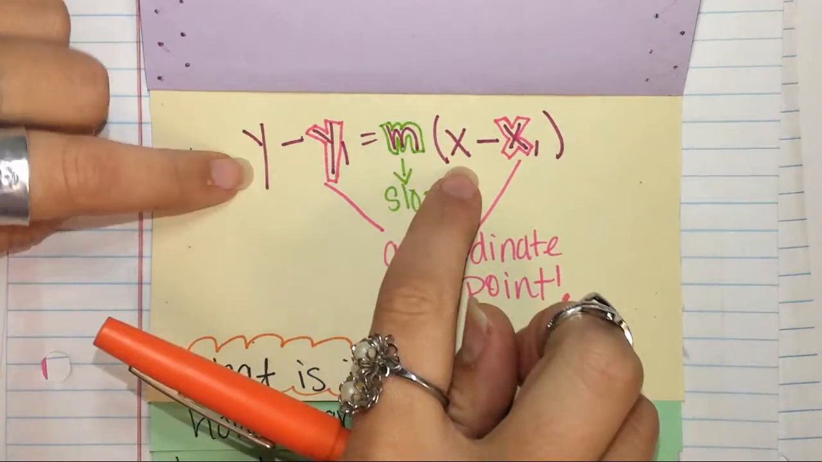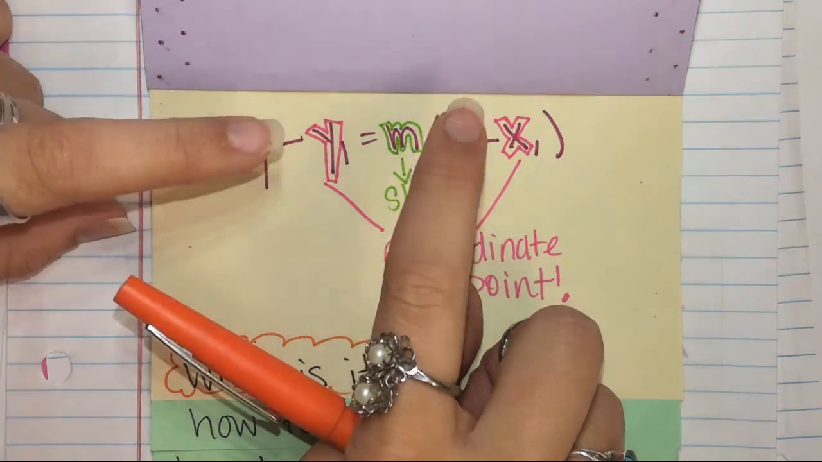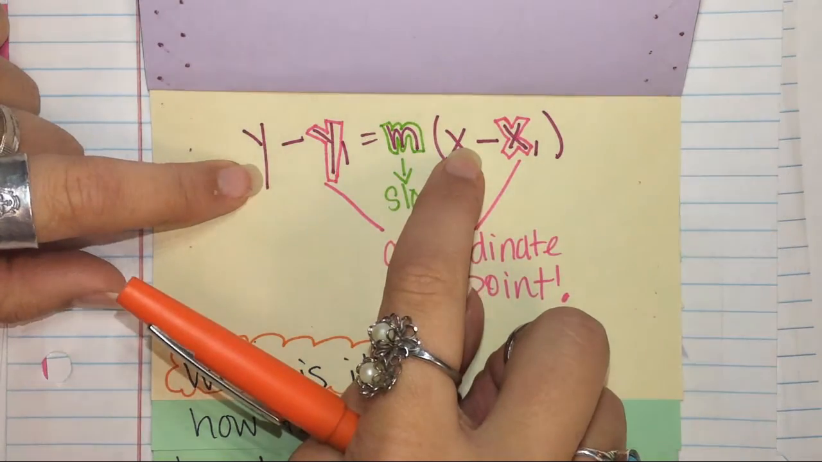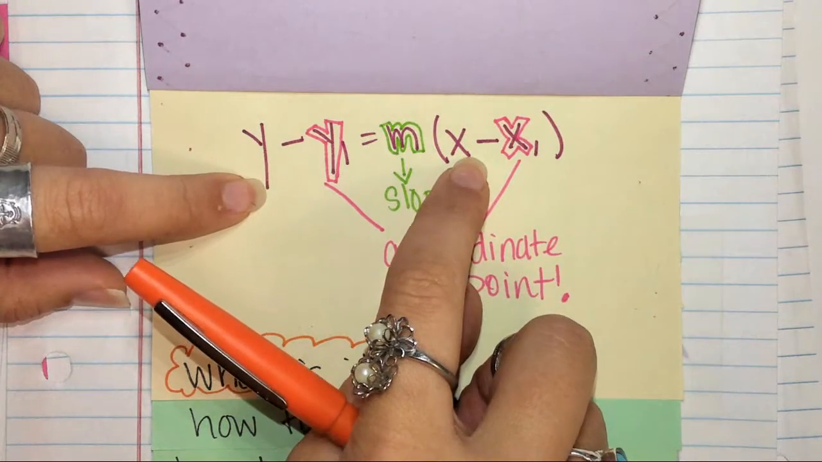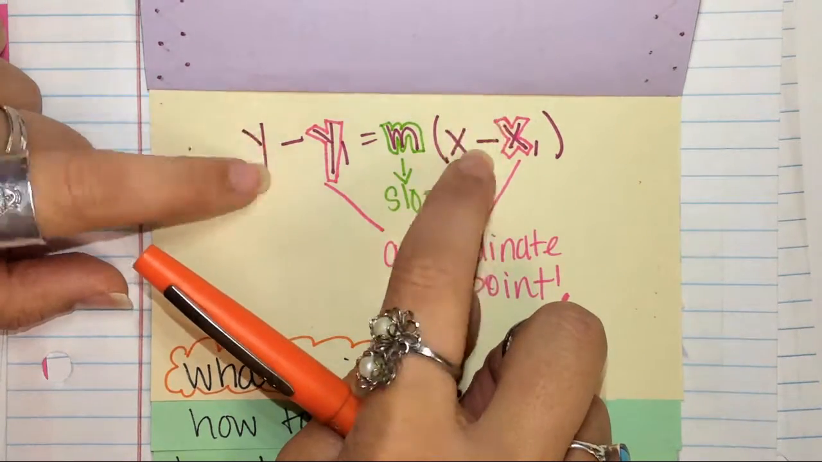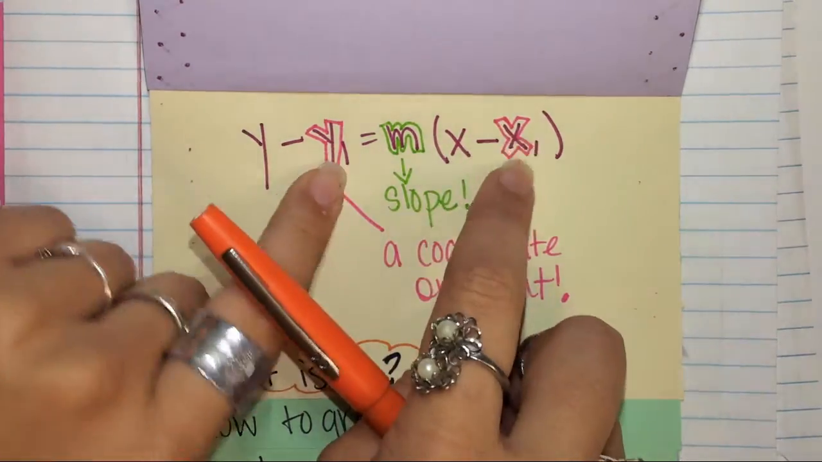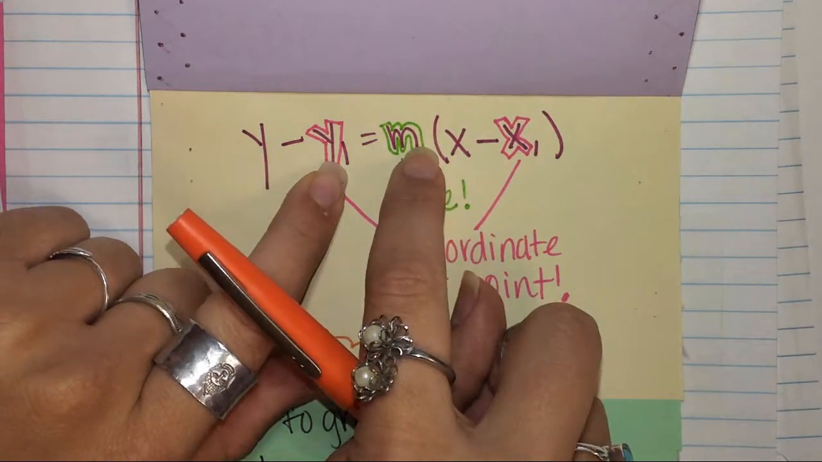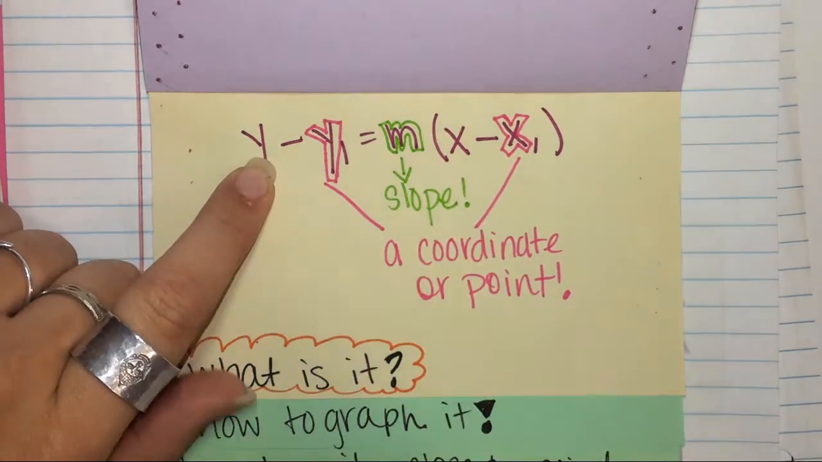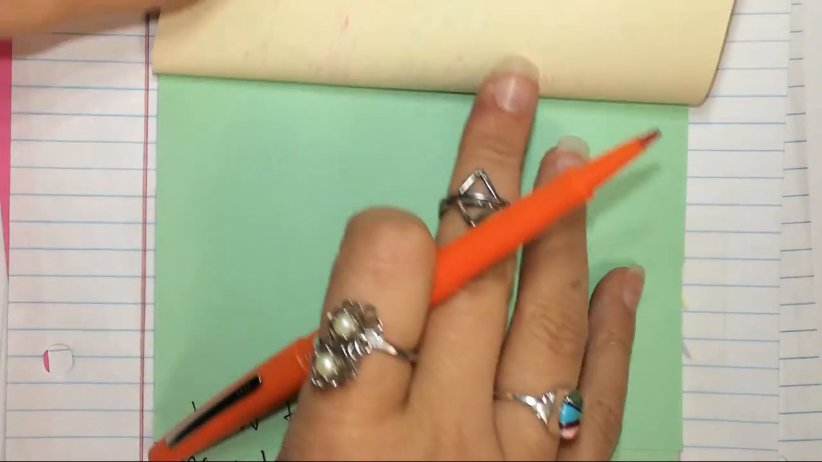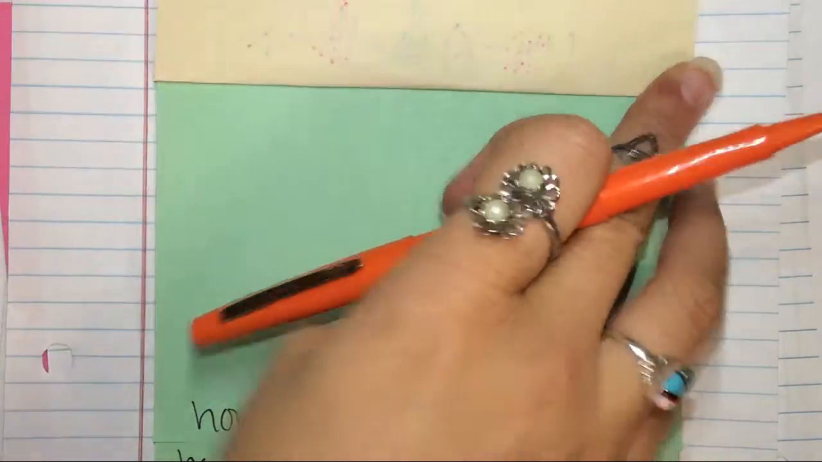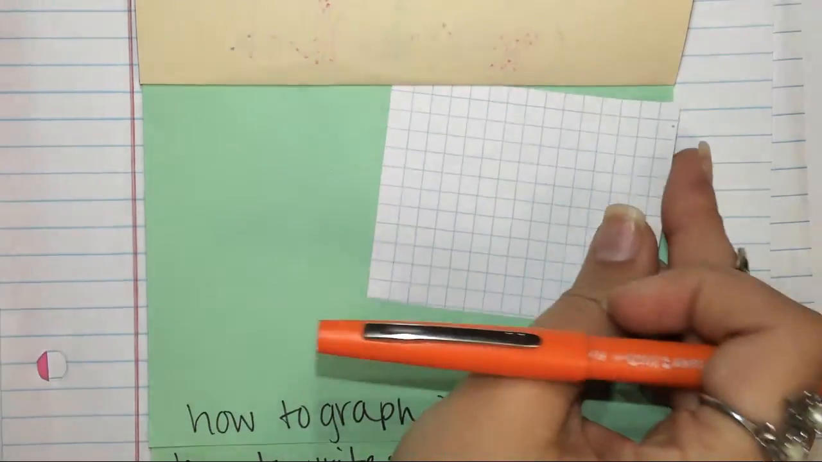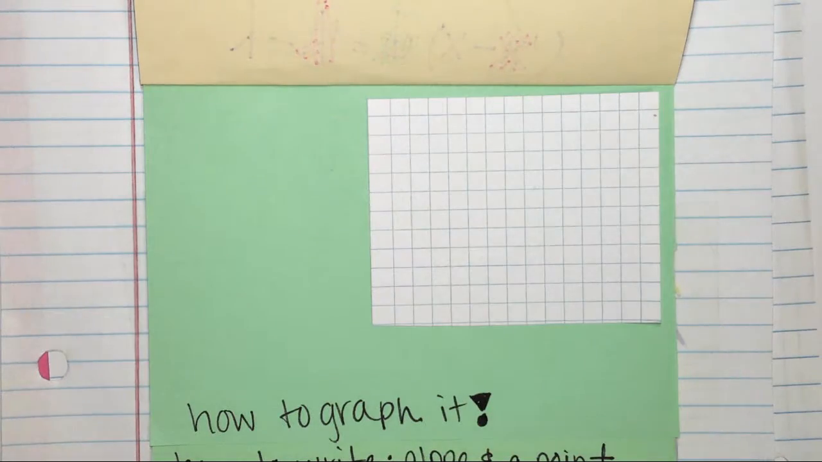Now, you know how we had y and x in slope-intercept form, and we just wrote y equals mx plus b, and we wrote y and x, and we didn't fill it in unless we had a point? Same thing here. If I give you a point, you put it where x1 and y1 are, and you put your slope here, and leave your y and x. How to graph it. So this is where we're going to glue our little graph piece down, or tape, or attach, however you're going to attach it.